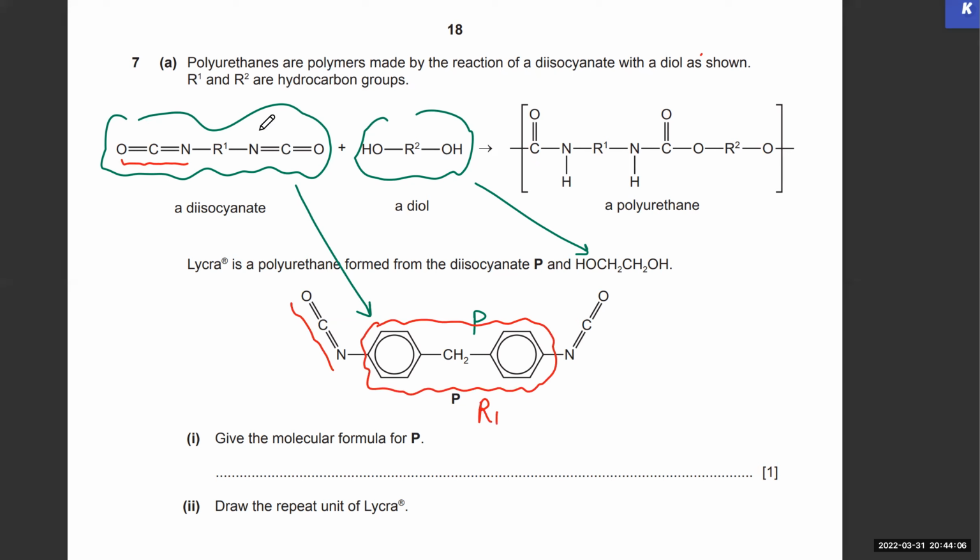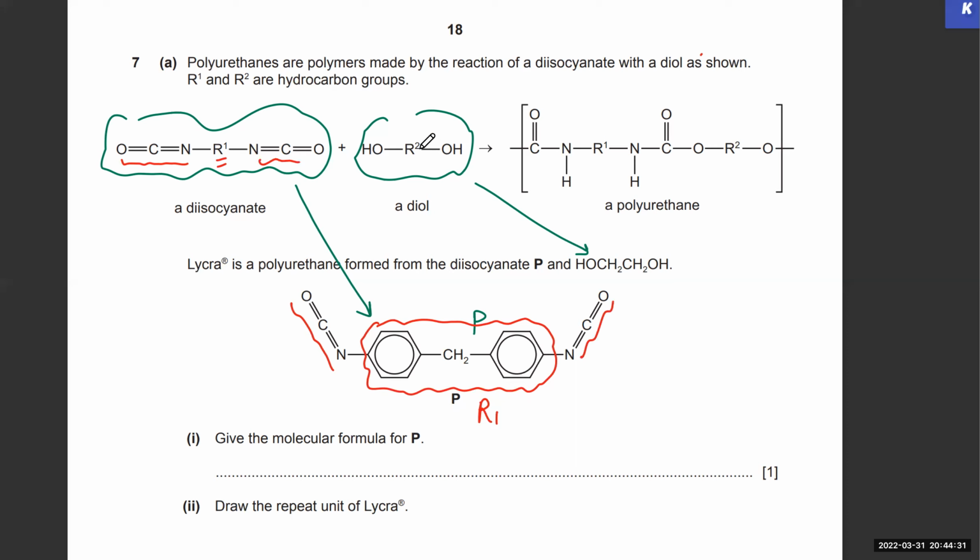If you look carefully, after R1 there is N. So it's N, R1, then N. This entire thing is R1 and then N. And then there is C double bond O back again. So this thing, and then this thing over here, the diol is this one.